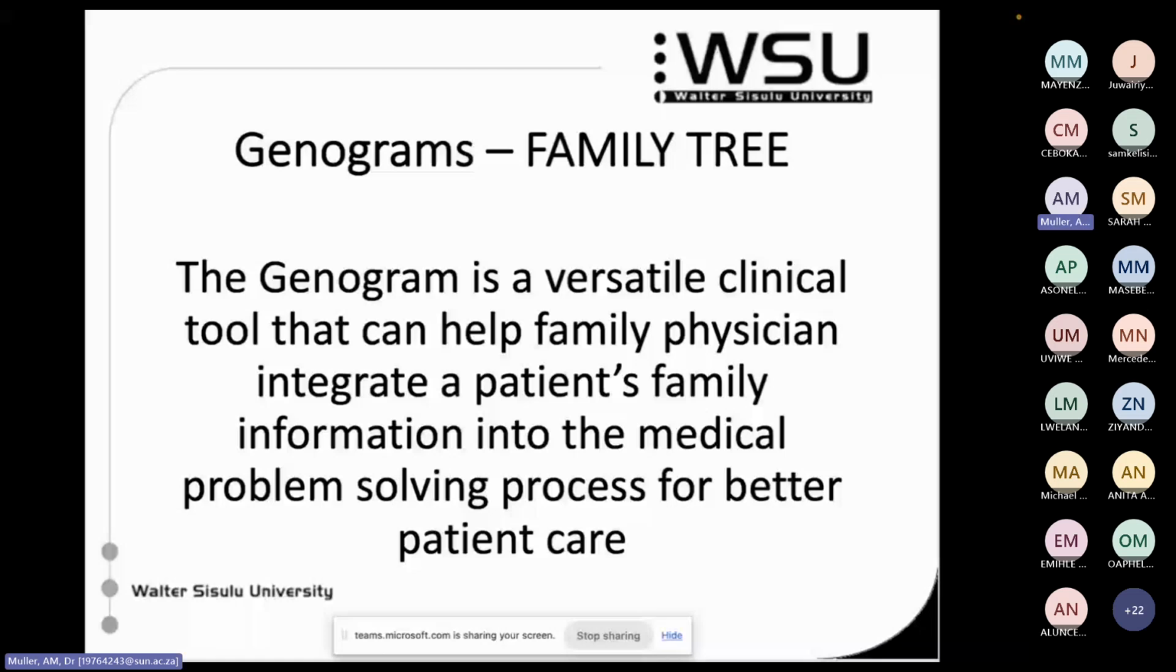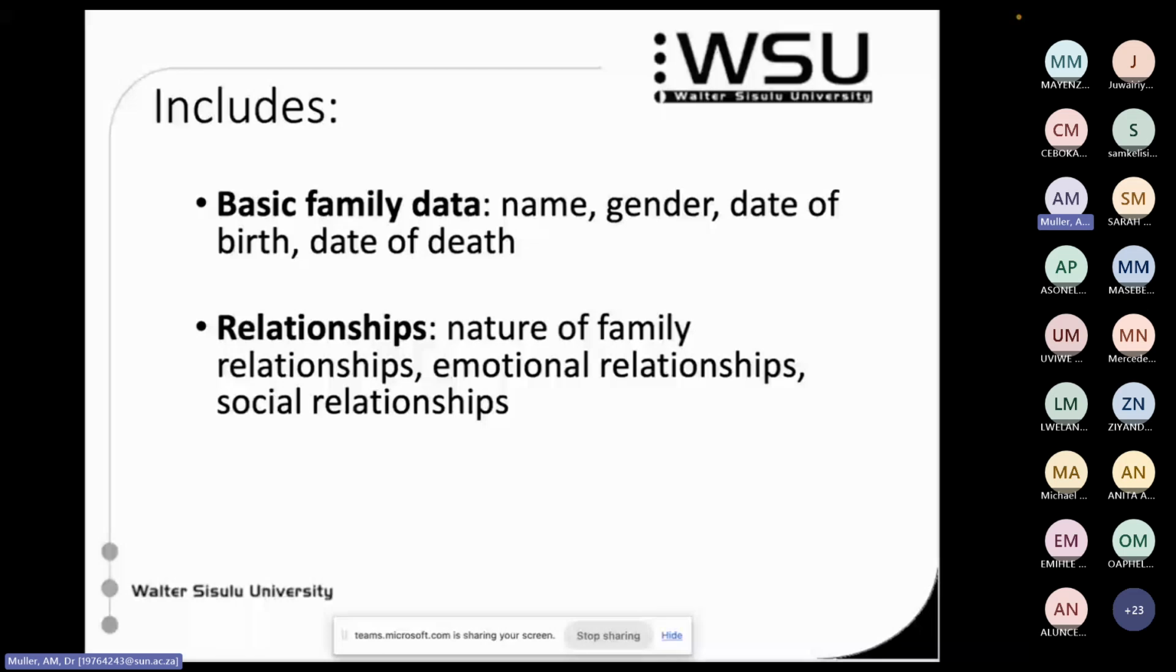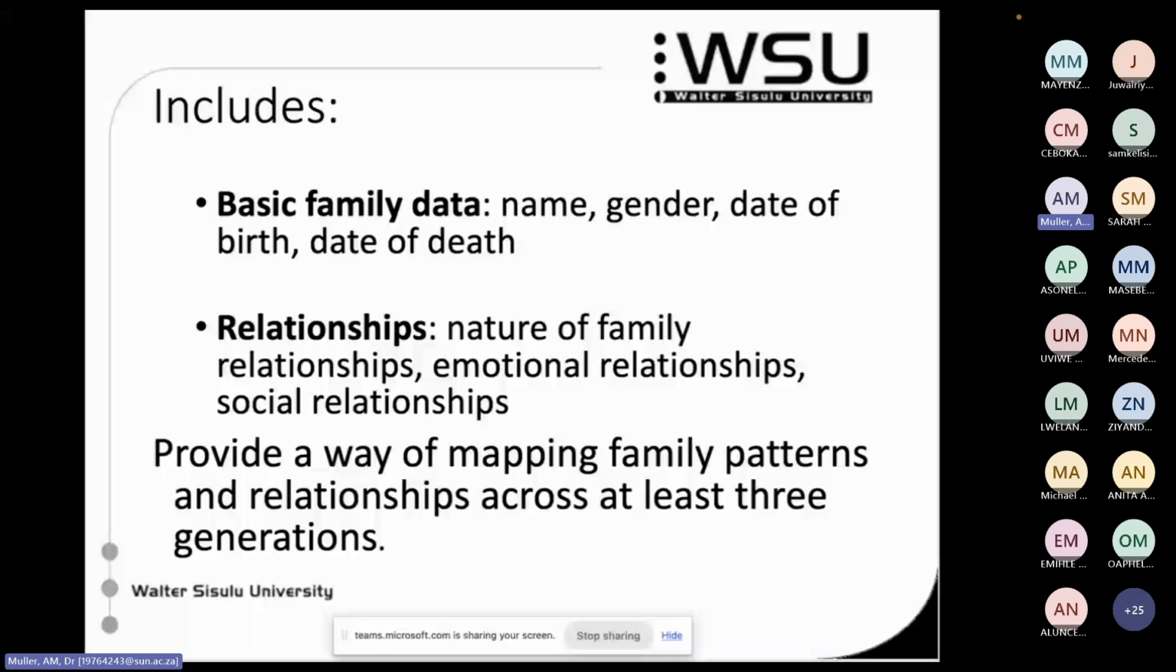It includes basic things. A family tree will obviously have your basic family data: the name, usually just initials, the gender of the person, the date of birth, and if they've died, the date of death. But it also illustrates all the relationships, both family relationships, like who's married to whom and who the brothers, sisters and uncles are, and also the emotional and social relationships between those people. It helps us map these family patterns, usually over at least 3 generations.